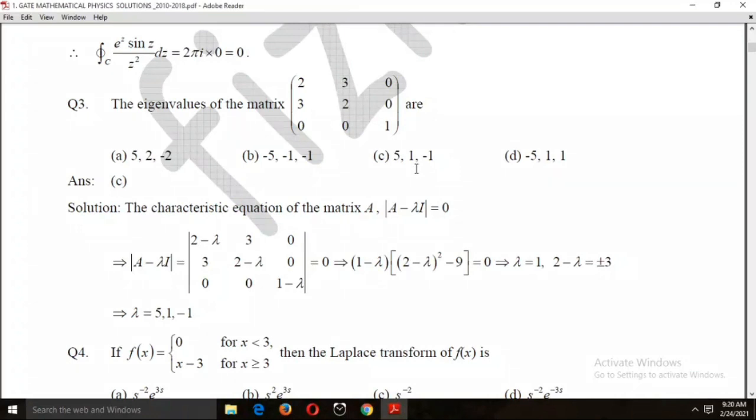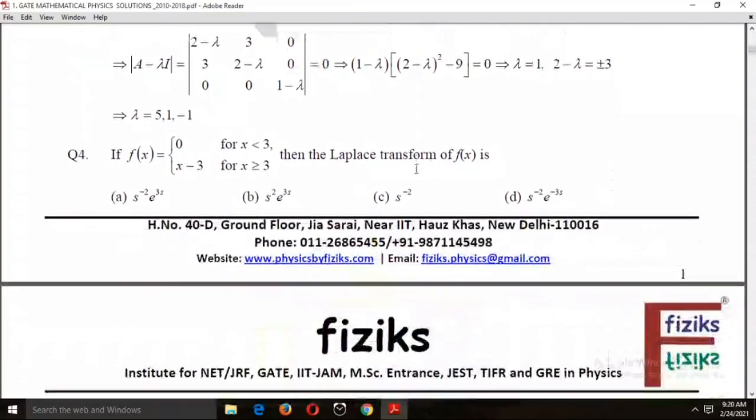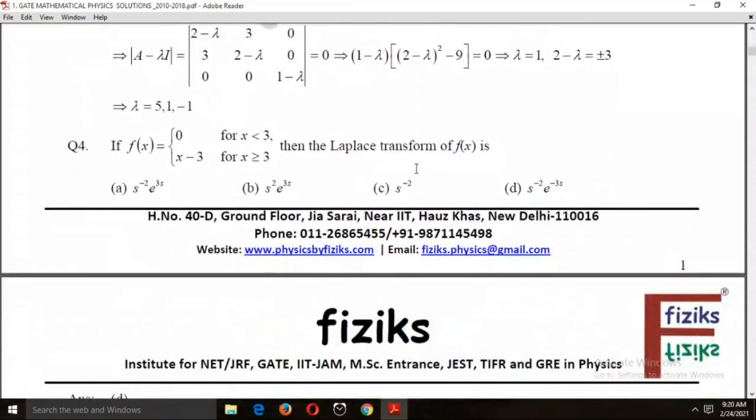The standard method for calculating eigenvalues is the characteristic equation, A minus lambda I equal to 0. Important question. It is asked in all the exams of physics. Here is the question of Laplace transformation.